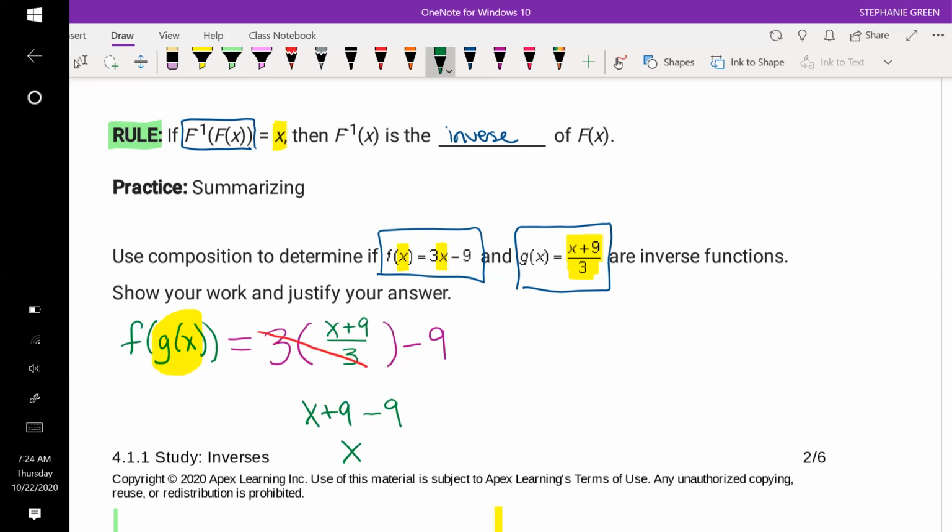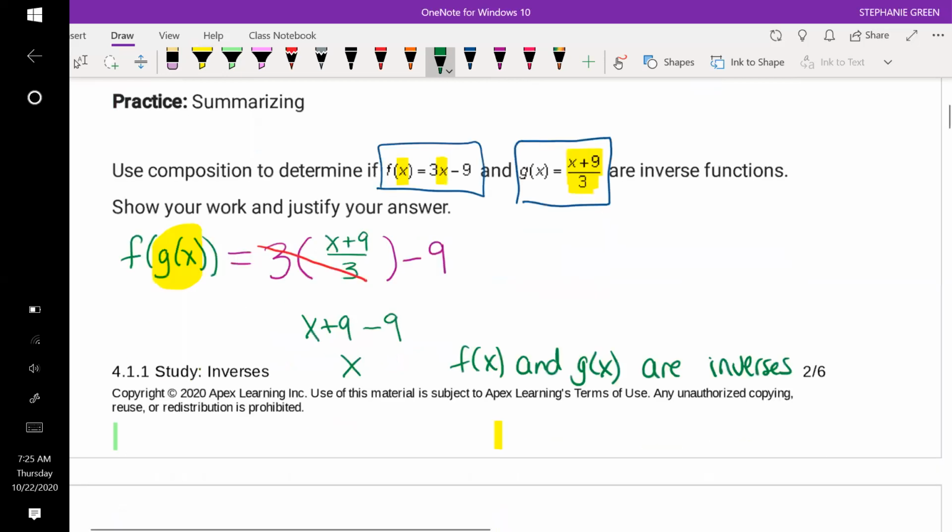Since what it simplified to was just x, that means that these are inverses of each other. F of x and g of x are inverses. If I had got anything else besides just x, we would know that they're not inverses.